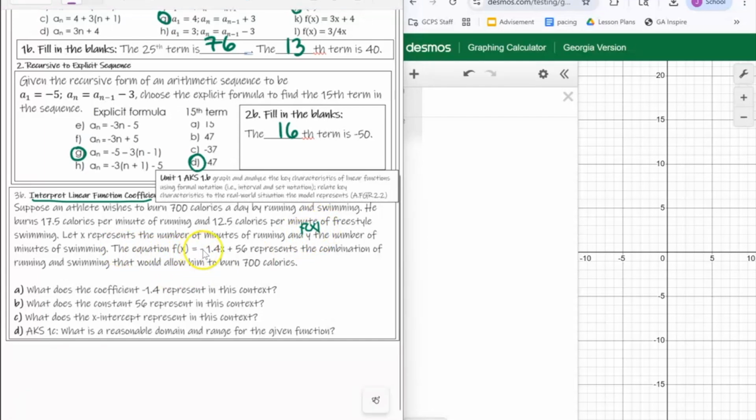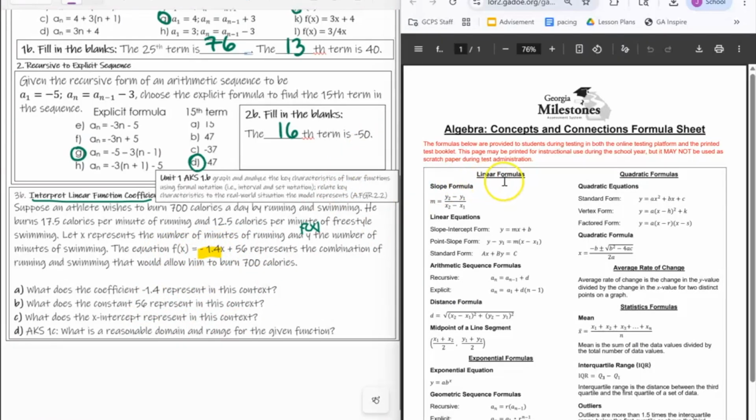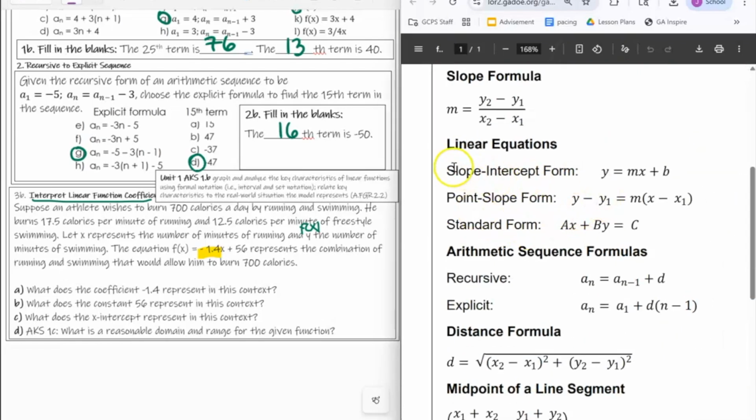The equation f of x equals -1.4x plus 56 represents a combination of running and swimming that would allow him to burn 700 calories. All right, what does the coefficient 1.4 represent? Okay, so right here, 1.4, what does that represent? So if we look back at our formula sheet, this is a linear formula, so we can see it is in the form of slope-intercept form, y equals mx plus b. Remember, m is the slope or the number that keeps repeating itself over and over. B is your initial value, your y-intercept, or the number that happens one time.